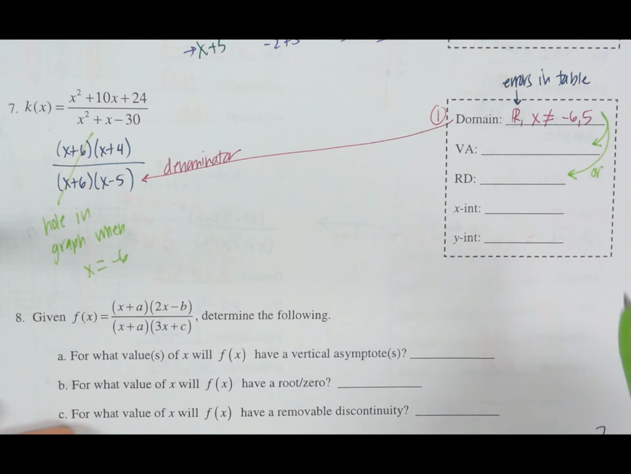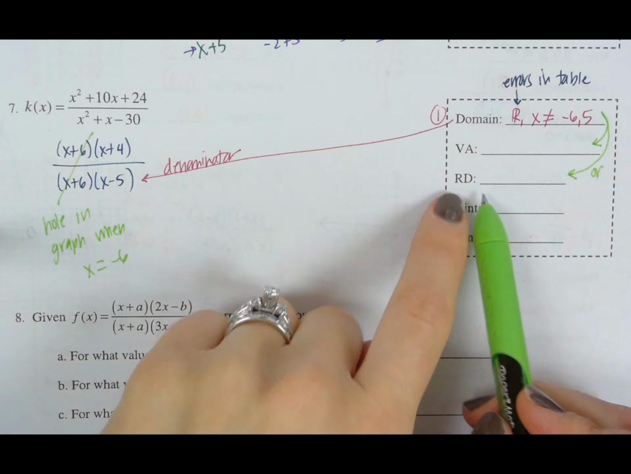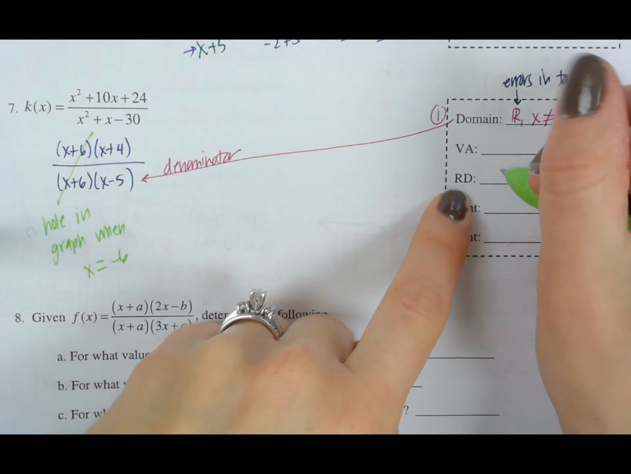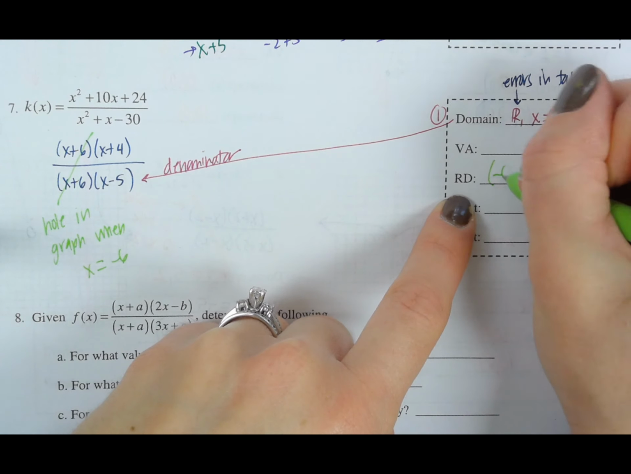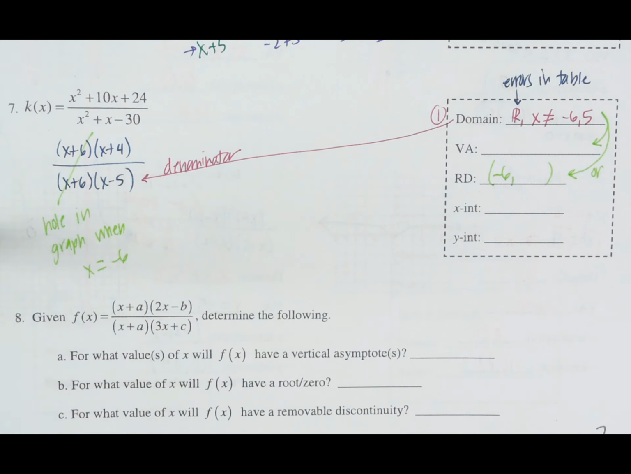Okay, so remember the hole is just a single point on your graph, so it's an ordered pair. So I'm going to go over here to removable discontinuity, put a parenthesis, and put negative 6, and I'm going to let it sit there for a second because I'm not going to find the y coordinate until a little later.